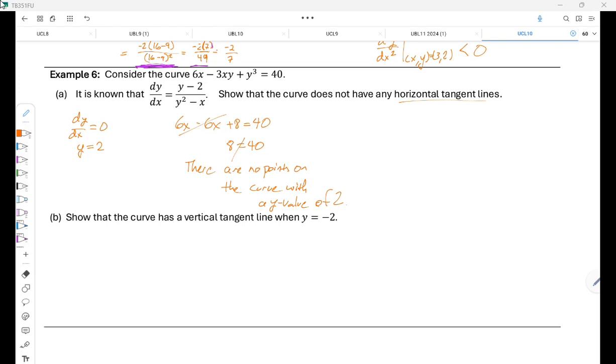Show that the curve has a vertical tangent line when y equals -2. A vertical tangent line means dy/dx is undefined. That means that y squared minus x, the denominator, equals 0, which means that y squared equals x.